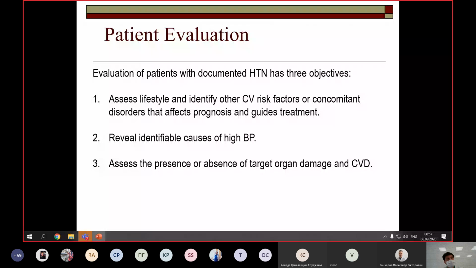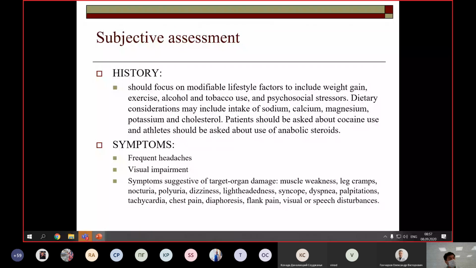What about subjective assessment prior to other examinations? Please remember the history and symptoms in a patient suspected of arterial hypertension. The history should focus on modifiable lifestyle factors, including weight gain, exercise, alcohol, drugs, tobacco use, and psychological stressors. Dietary considerations include intake of sodium, calcium, magnesium, potassium, and cholesterol.